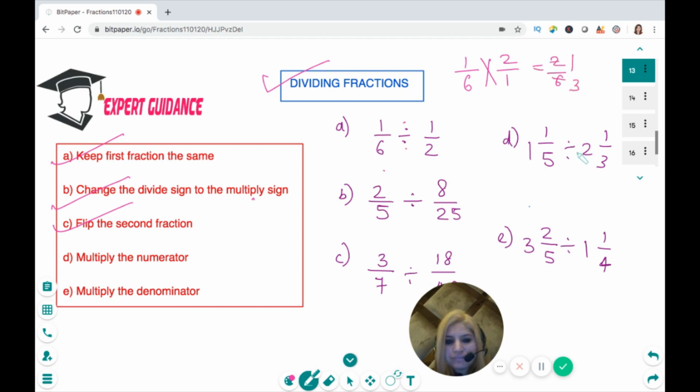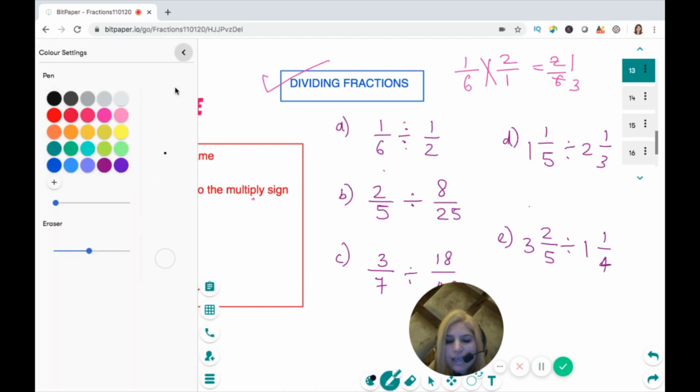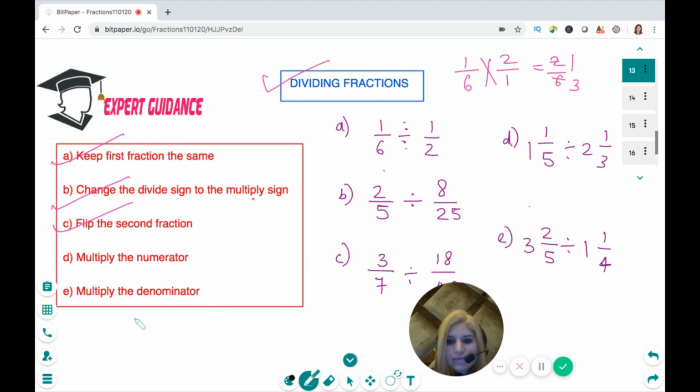Okay, now let's take another example. This is 2/5 divided by 8 over 25. So 2/5 remains like this. Divide changes into multiply, and 8 over 25 becomes 25 over 8. Now we can cancel. 5 times 1 is 5. 5 times 5 is 25. 2 times 1 is 2. 2 times 4 is 8. So the answer becomes 5 over 4.